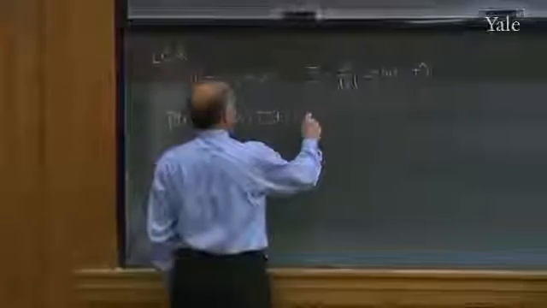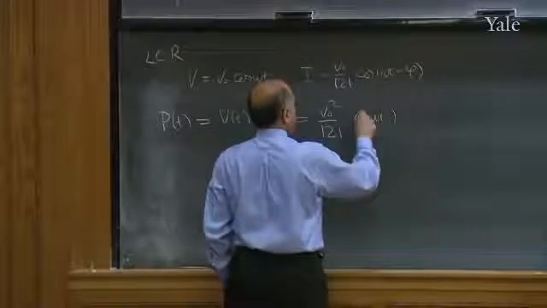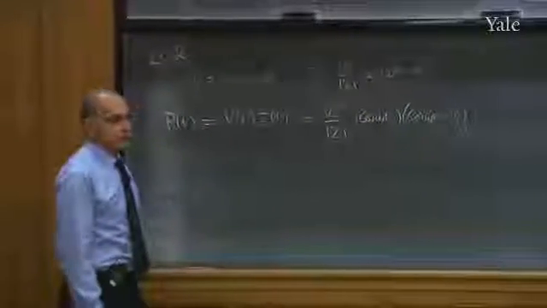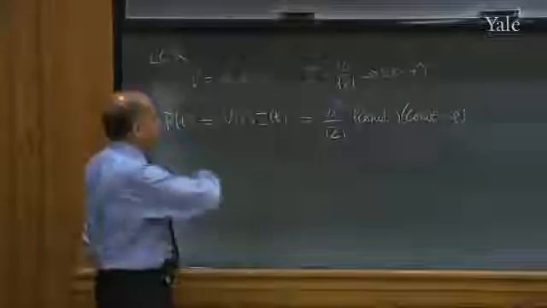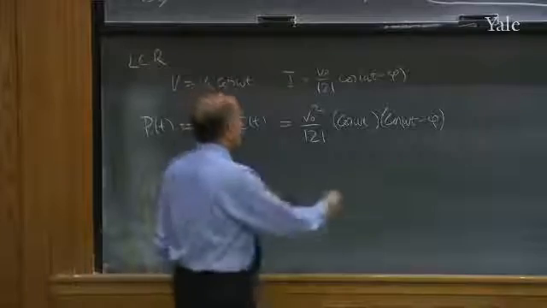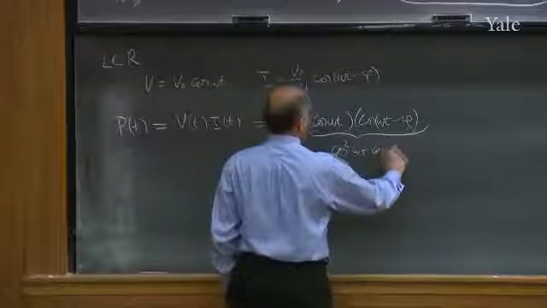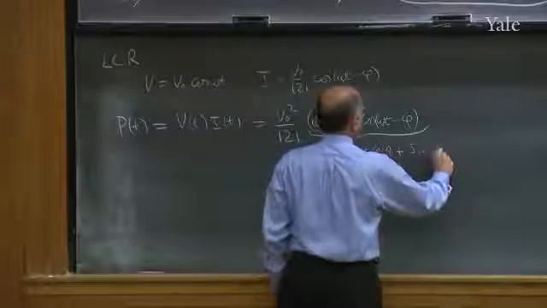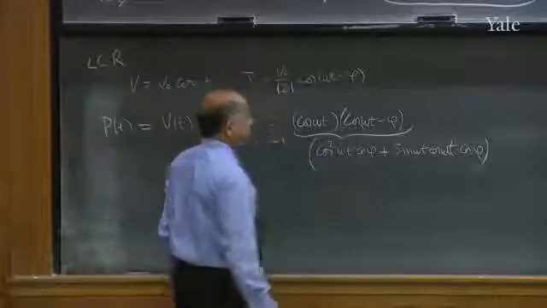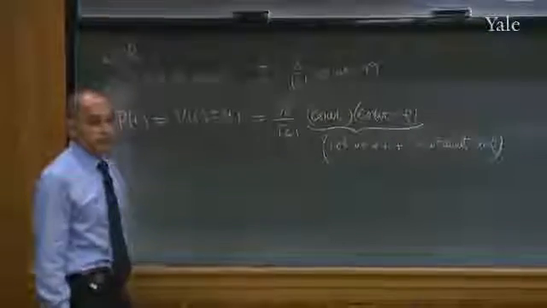So what do you get here? You get V0 squared over mod Z times cos omega t times cos of omega t minus phi. That's what it is, right? One voltage going like cosine, and the current going like cos of omega t minus phi. So I want to write this out for you as follows. This is cos squared omega t cos phi plus sine omega t cos omega t sine phi. This is just some high school trig identities. Cos of A plus B is cos A cos B minus sine A sine B.